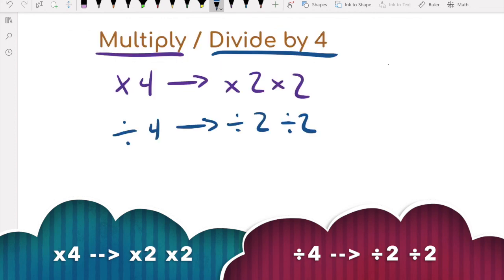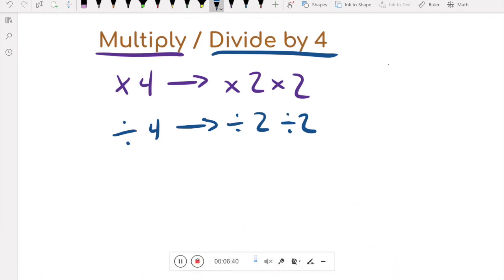Okay, just to recap, this is the trick, right? You double twice when you multiply by 4, and you cut in half twice when you divide by 4. If you are not good at doubling and halving numbers, you should practice that. Practice it in your head without paper. Check with a calculator to make sure you're doing it right. It's an extremely good skill to have in math and everyday life.